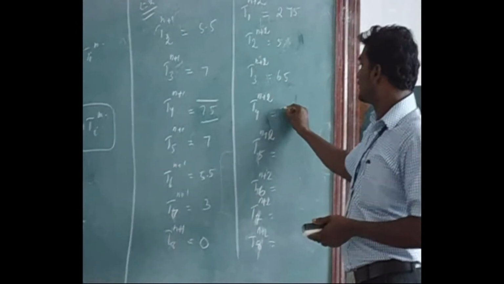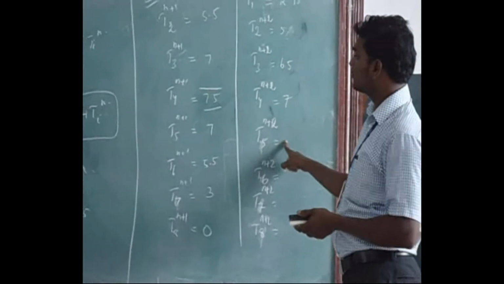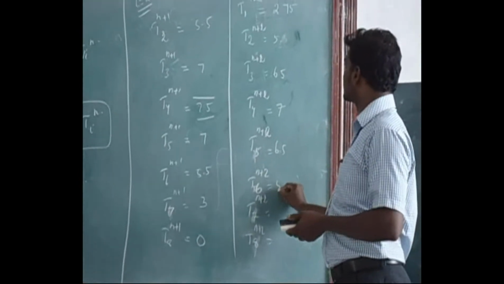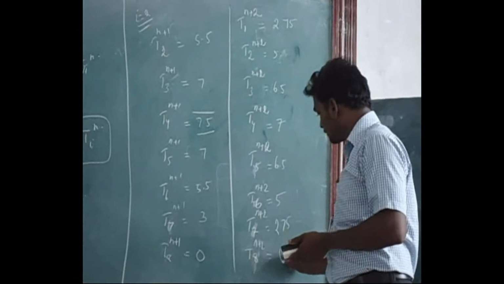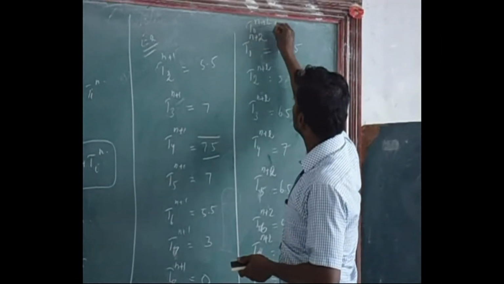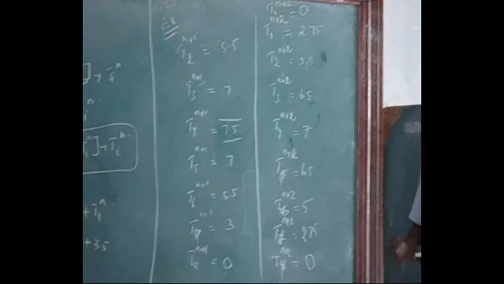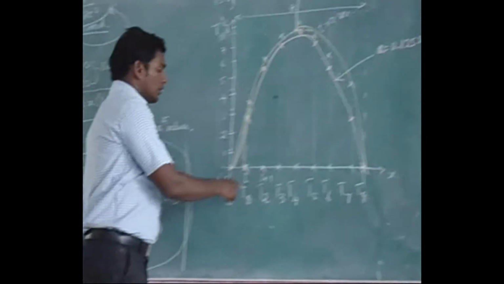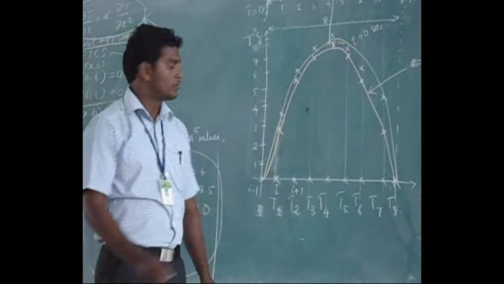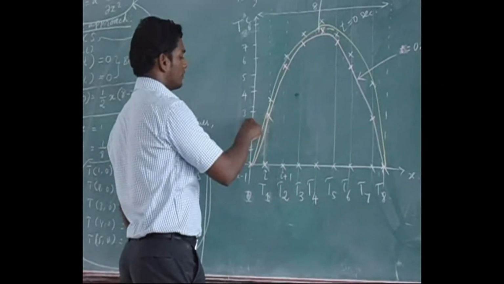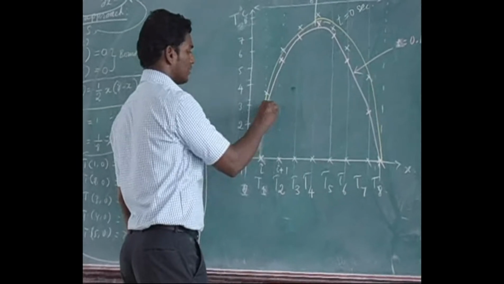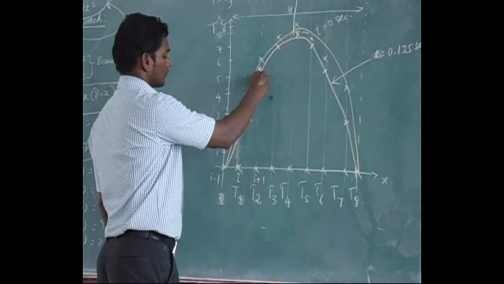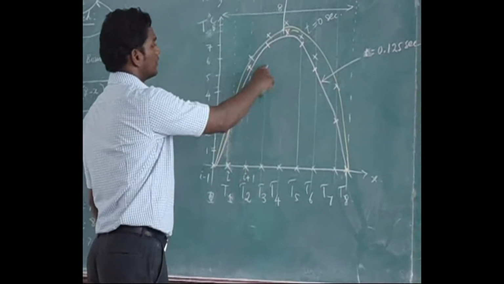This must be 7. 2.75. 0. 0. T9 plus... so what can be the value at the one value? What's the value? 2.75. 2.5. 2.95. Okay, that's that. Here, temperature 2. 5. 5. 6.5.